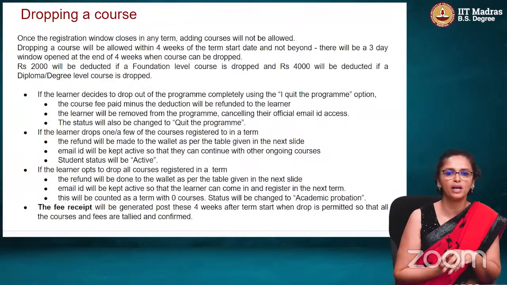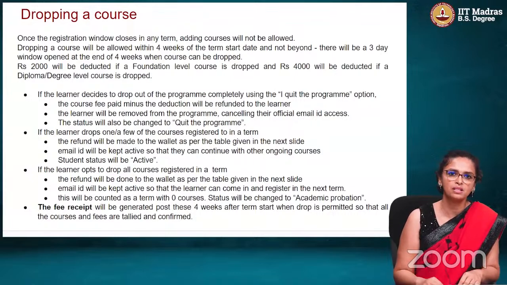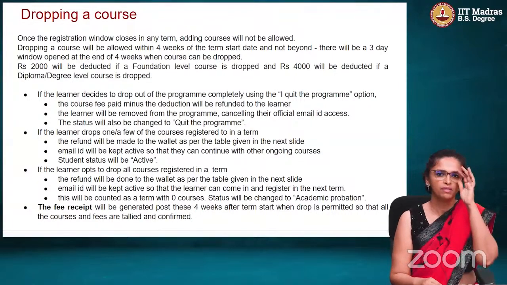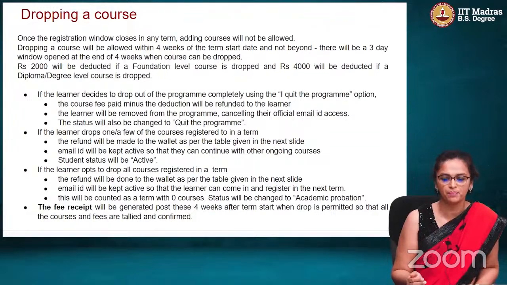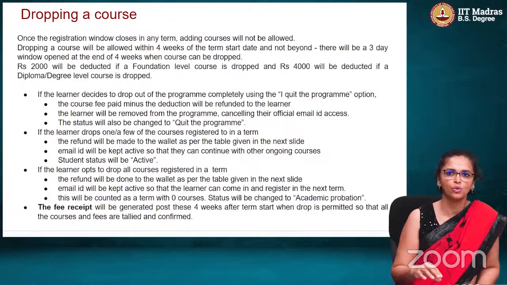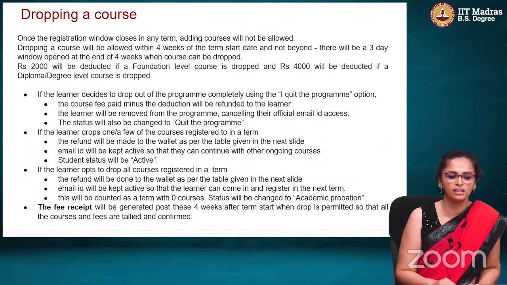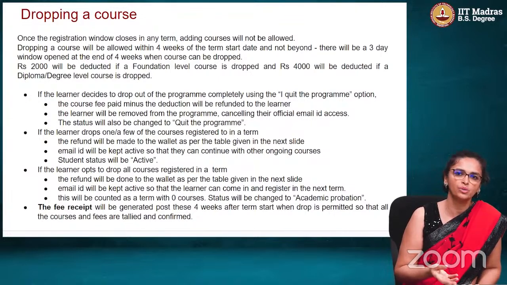Supposing you are not dropping courses in a particular term after you've registered, but for whatever reason you want to quit the program. There is an option called I quit the program and you can tell us that you want to quit the program during the 3-day window, and the course fee minus the deductions that happen will be refunded to the learner and the learner will be removed from the program. Whatever documents are due to you in terms of progress card will be given to you and we'll change your status as quitting the program. That is one option where you choose to completely get out of the program and you're not even there.